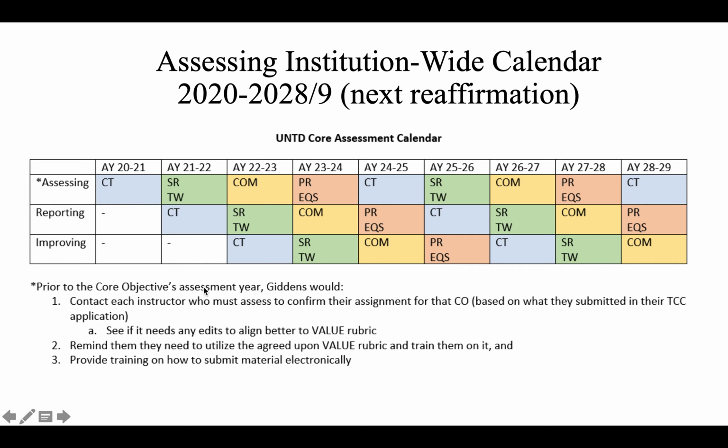So prior to each core objectives assessment year, so prior to this year, what I would be doing is I would be contacting each instructor who must assess to confirm that their assignment for that core objective, based on what they had submitted with their Texas Core Curriculum application to begin with, I would make sure that they have that. I would confirm it with them. I would talk to them, again, one-on-one consultations to see if we need to make any edits to better align to the VALUE rubric. I would remind them that they do need to utilize the agreed upon VALUE rubric and provide training on that. And then also I would provide training on how to submit materials electronically.